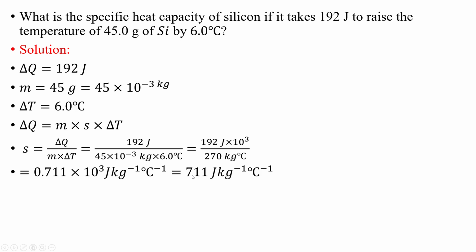Now here you can compare that silicon's specific heat capacity is very low, and that of water was 4,000. That's why sand is made up of silicon dioxide, so its specific internal energy is very low. Its heat capacity is very low as compared to water. That's why desert areas get warm and get cool very easily.